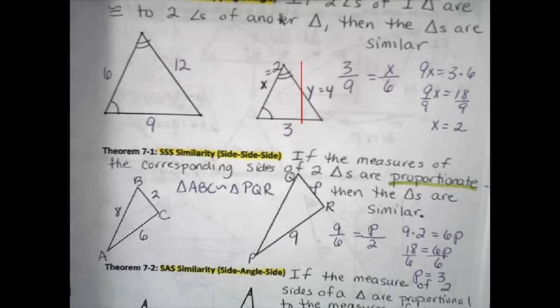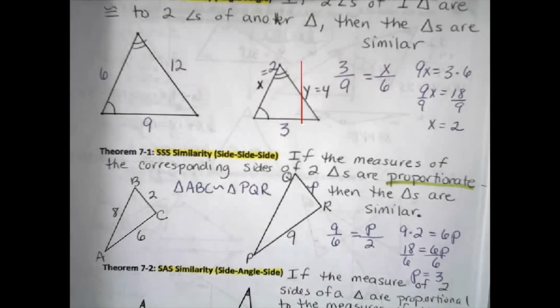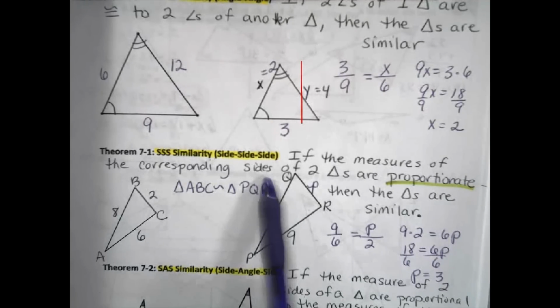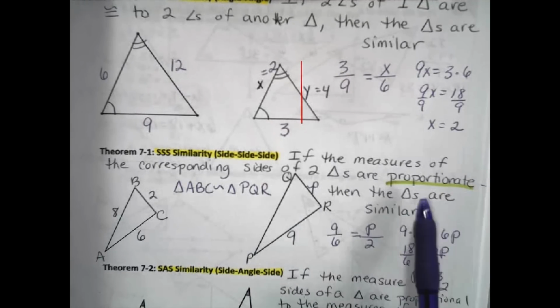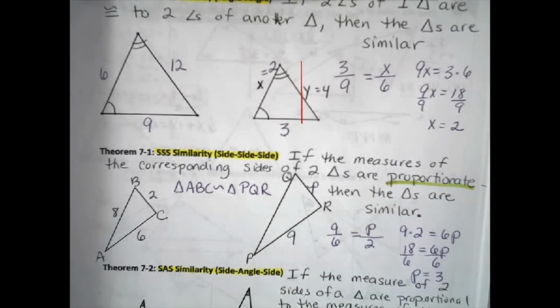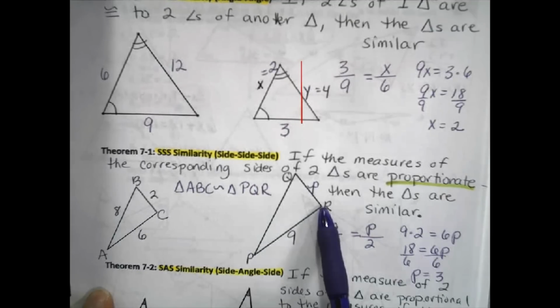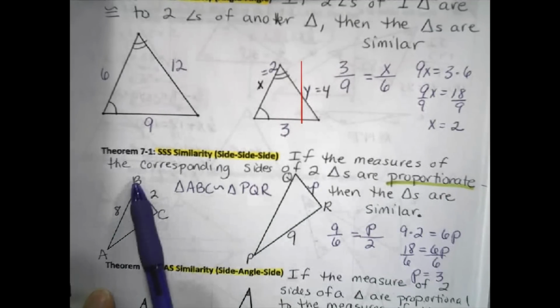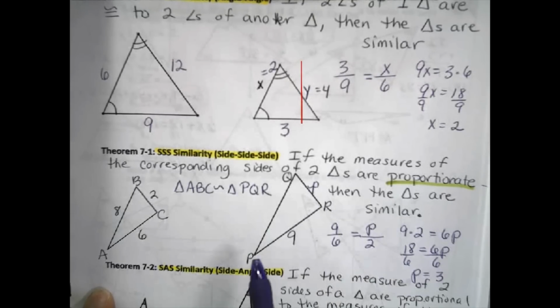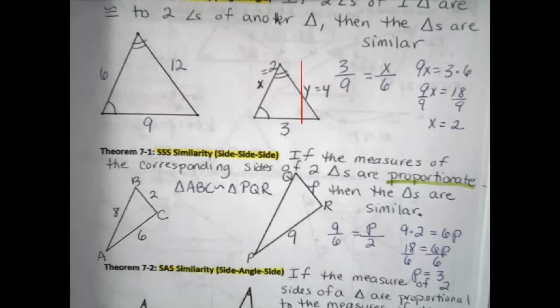The next one is called side, side, side, and this of course is similar to congruent triangles. But in this case, instead of the sides being equal, they simply have to be proportionate. So we say if the measures of the corresponding sides of two triangles are proportionate, then the triangles are similar. So in this case, I would have to prove, for instance, that side AC is proportionate to PR, that side CB is proportionate to RQ, and that side AB is proportionate to PQ. If all three sides are proportionate, I could conclude that these two triangles are in fact similar.